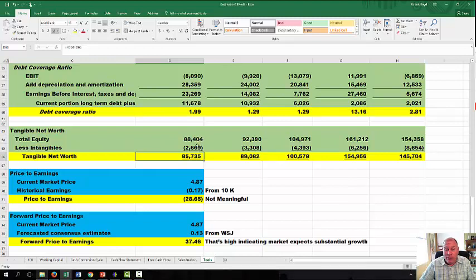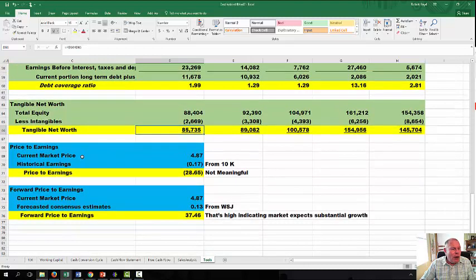When we look at some companies, you're going to find that they may have positive equity, but when you take out the intangibles, it's negative. An example of that is Valeant Pharmaceuticals. Now, when we go on to the price to earnings, we can see the price is $4.87, which I got right from the Wall Street Journal. And the historical earnings, which I got from the 10-K, are negative. So even though mathematically it comes out as negative, we would call that not meaningful.